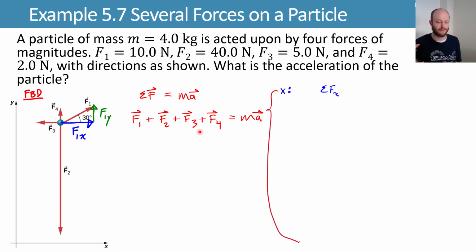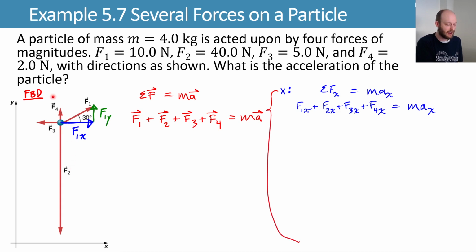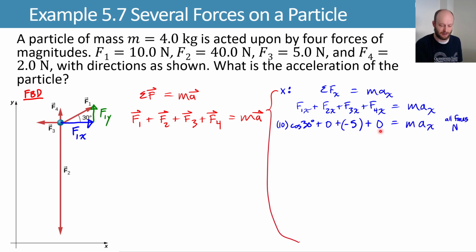So considering the x components first, the sum of my forces is going to equal the x components of each of those forces. And looking at this, F2 and F4 are only up and down, so they have no x components. F1, the x component, is going to be the magnitude of F1 times the cosine of 30 degrees to project that onto the x-axis. F3 is just going to be negative F3, whatever that value is, 5. So in writing this, we should have 10 times cosine of 30 degrees plus 0 minus 5 plus 0. Here we go. And that equals mass times acceleration in the x.